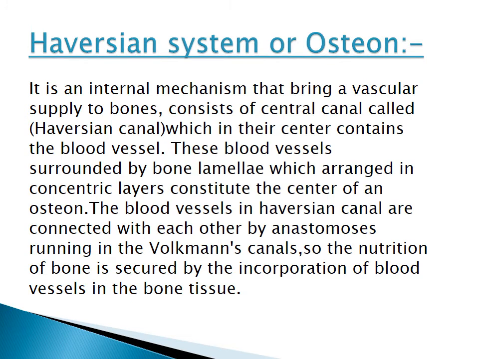Haversian system or osteon. It is an internal mechanism that brings a vascular supply to bone. It consists of a central canal called the Haversian canal, which contains blood vessels in its center. The blood vessels are surrounded by bone lamellae, which are arranged in concentric layers and constitute the center of the osteon. The blood vessels in the Haversian canal are connected with each other by anastomosis running in the Volkmann canals. So the nutrition of bone is secured by the incorporation of blood vessels in the bone tissue.